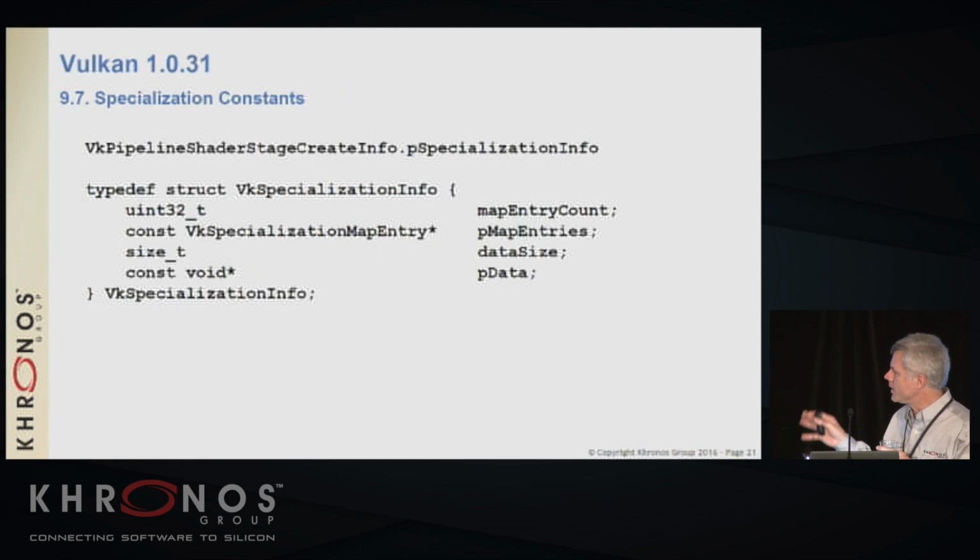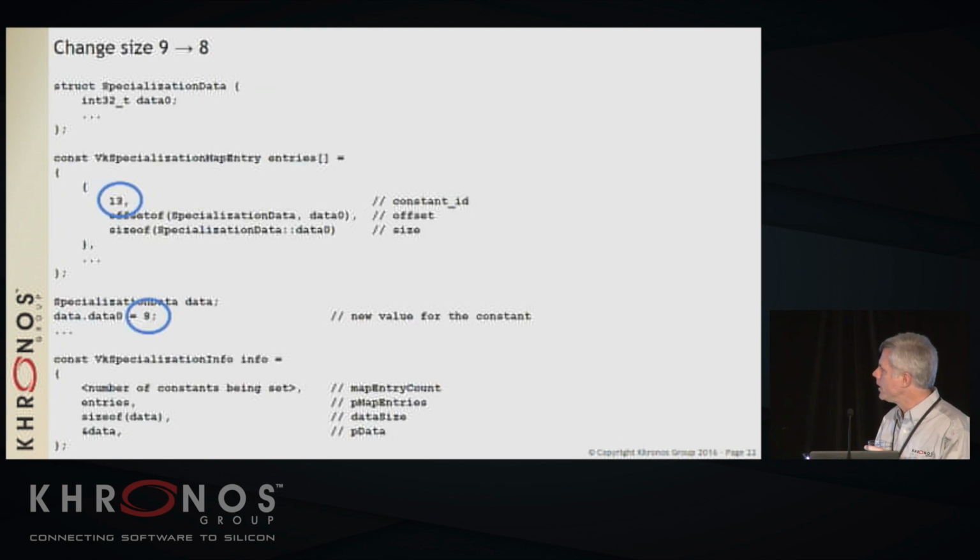So in Vulkan, this is in section 9.7 of the Vulkan API specification. This is the data structure that's used to set up a specialization constant. And then this is an example of filling it out to say, like, for the constant ID 13, I want to change its value to 8. And you do this at runtime to specialize the shader.